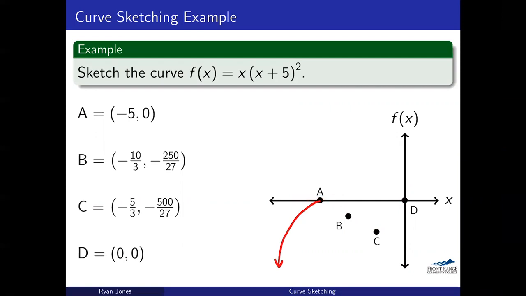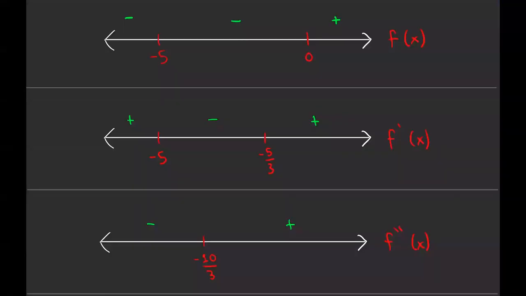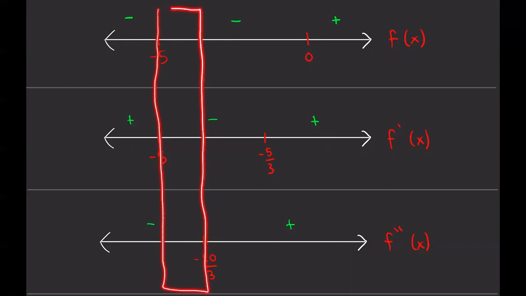Now, let's continue on. Let's go ahead and look at the region in between A and B right here. So that is from -5 to -10/3. Right there, you can see those x values for A and B. So I'm looking in between -5 and -10/3. And if I do that, I'm going to be looking in this section of my number line. And so only look inside that red box and ask yourself, what's my function, what's my derivative, and what's my second derivative in terms of sign.